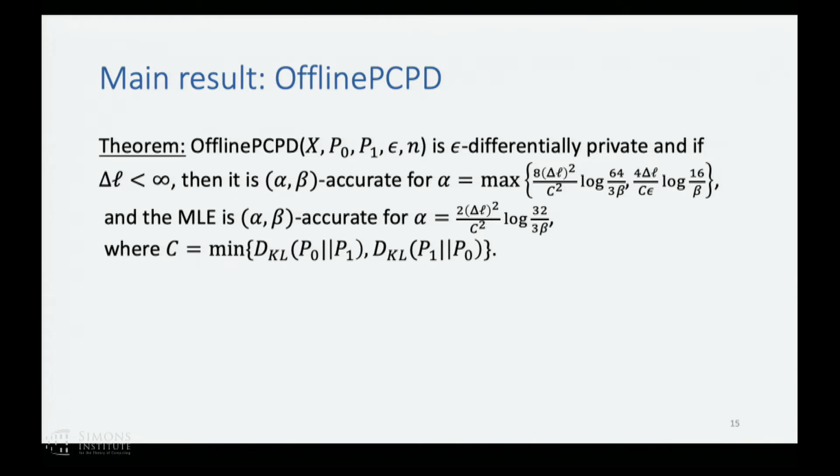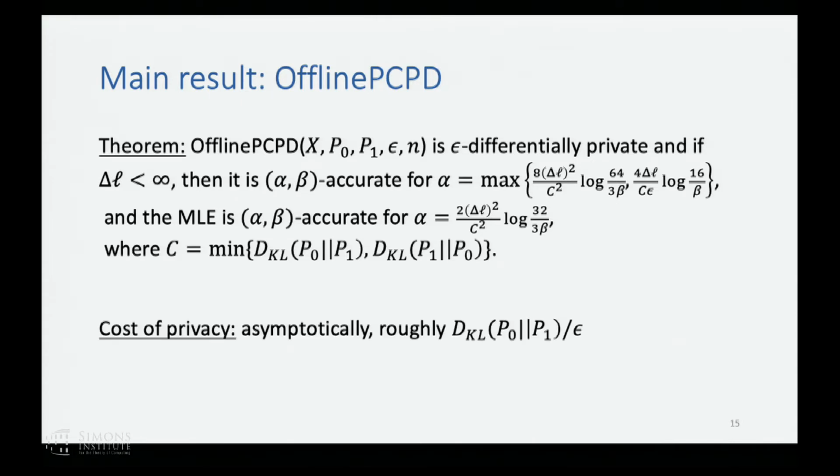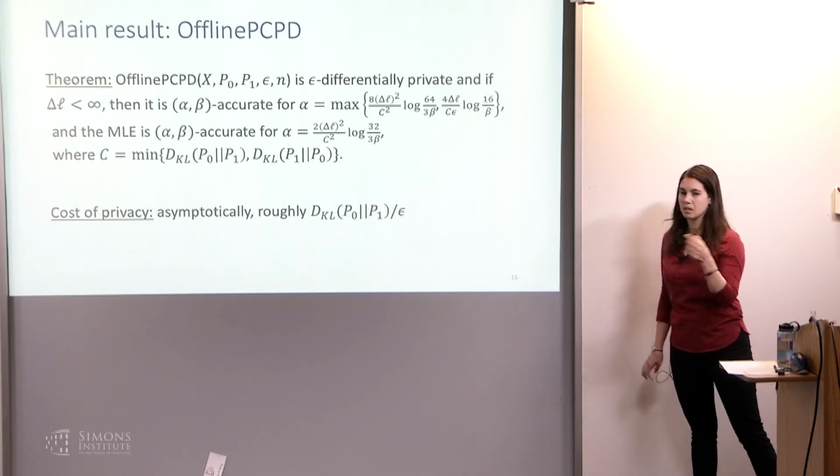And then there's this term, which can be interpreted as saying that the cost of privacy asymptotically is roughly this kind of KL divergence over epsilon. Because if you compare these two terms, you have C over delta L squared here, and here you lose the square, but you also gain this extra 1 over epsilon term, and so you're sort of trading off a C for an epsilon here. So effectively this is the cost of doing this privately.